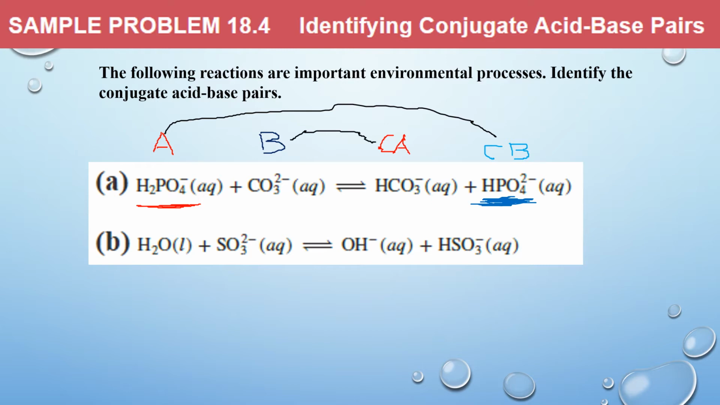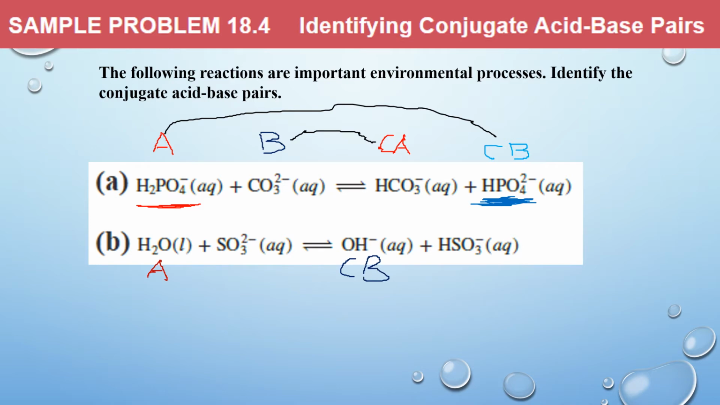For equation 2, we have water and sulfite generating hydroxide and bisulfite. In this case, first let's find which one is the acid. Again, an acid is the one that donates or loses a proton. So in this case, water will be the acid, because from H2O to OH minus, its charge decreased by 1, it loses a proton. So hydroxide will be the conjugate base.